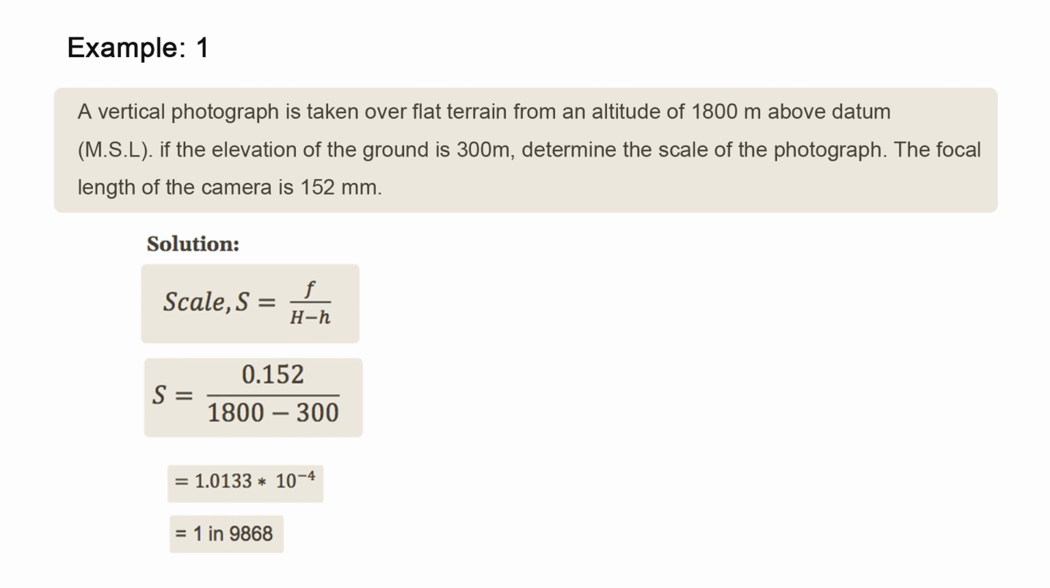So, S is equal to 0.152, as given in the question, divided by capital H, that is 1800, minus small h, that is 300, which will give 1.0133 times 10 to the power minus 4, which can be written as 1 to 9868. This means every millimeter on the photo represents 9868 millimeters, that is nearly 10 meters on the ground.